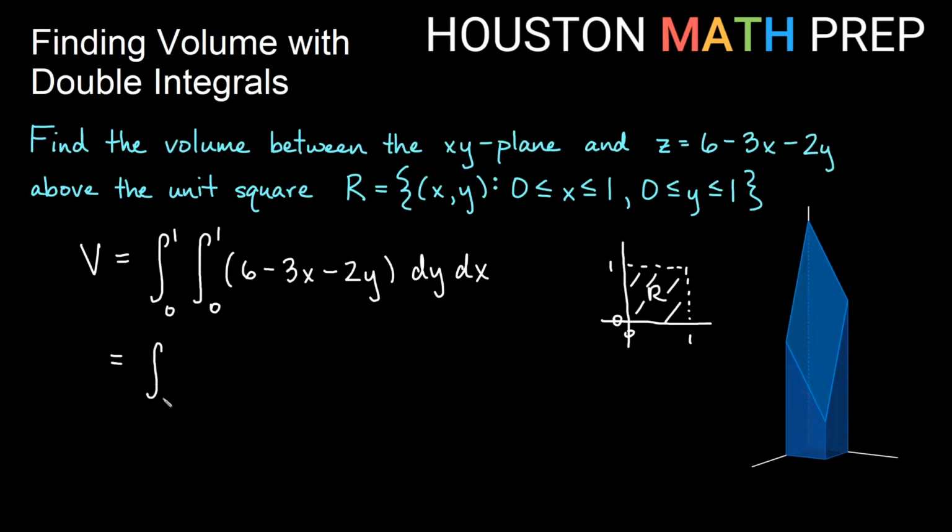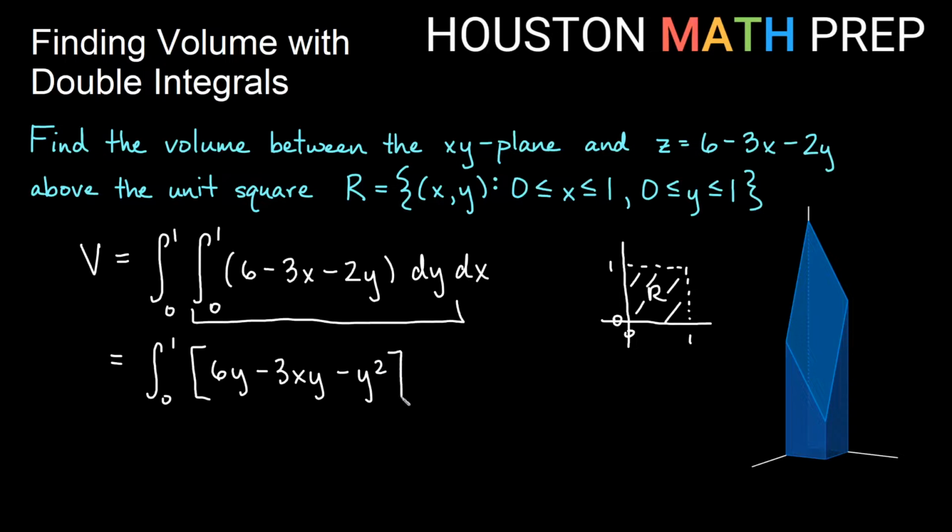So first I will write down my outside 0 to 1 and evaluate this inside integral here, dy. If I integrate dy, 6 will become 6y, negative 3x will become negative 3xy. And then power rule for the y here, we'll get y squared over 2, and the 2 will reduce with the minus 2, so we'll get minus y squared. And then we will evaluate from 0 to 1 for y, and dx will be our next step.